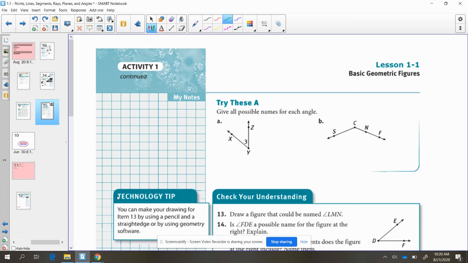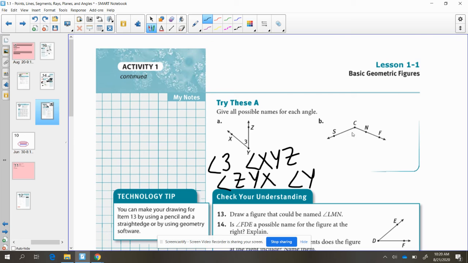Right, so flipping the page to page 6, you are going to notice here that there are some more examples. So take a moment on your own, try A, try B. Again, try figuring out all of the possible names that you could have there. All right, what you should have gotten is 3 for each. You should have had angle 3, angle X, Y, Z, angle Z, Y, X, or just angle Y, right, for letter A.